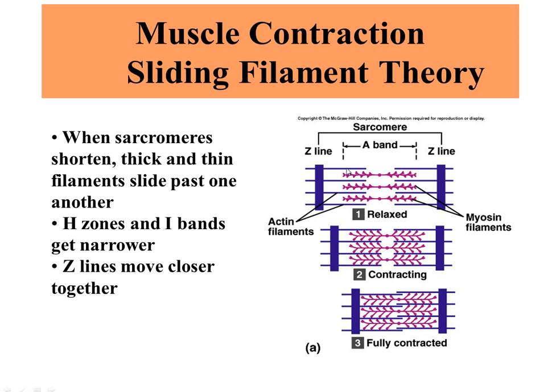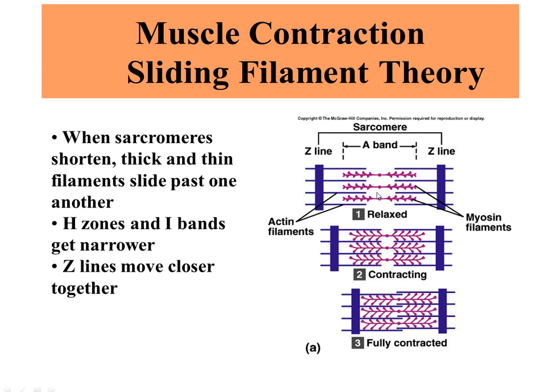And in this picture here we have the actin. Remember the Z line has the actin attached to it. There's another Z line. Remember from Z to Z is a sarcomere. Here's the thick myosin protein filament found in a myofibril. There's the actin, the thin protein filament, and there's the myosin. When sarcomeres shorten, thick and thin filaments slide past one another.